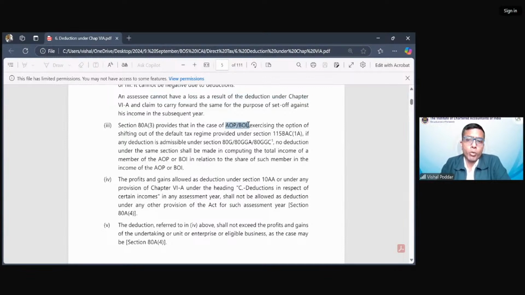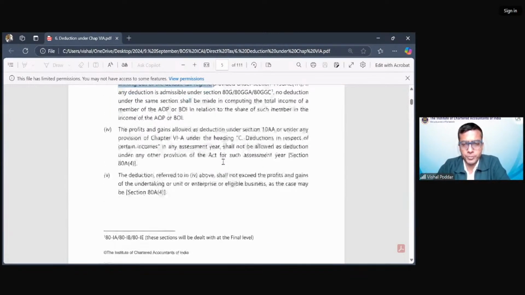Fine. Third is a very logical point. If AOP BOI is opting out of the default regime, that it is getting covered in the old regime, and if any deduction is admissible under these sections, no deduction under the same section shall be made in computing the total income of the members. In other words, once you allow a deduction to the firm, here firm means the AOP BOI, for the same amount, you cannot allow deduction to its members. Logical? Same thing cannot be allowed twice.